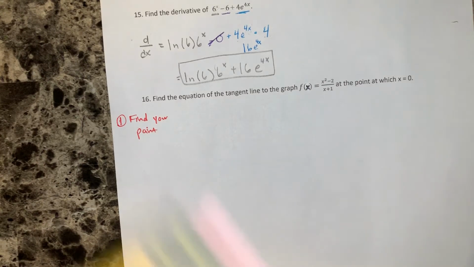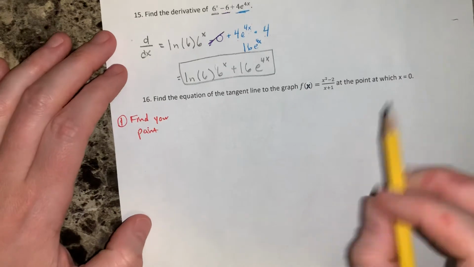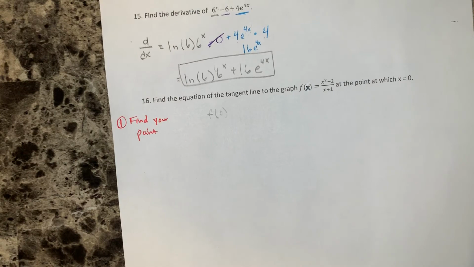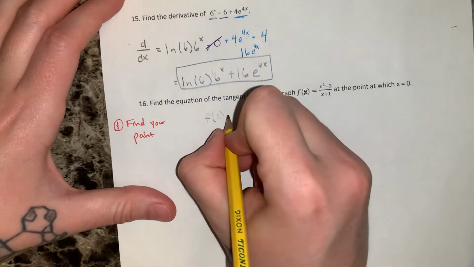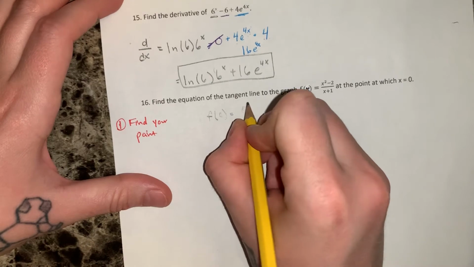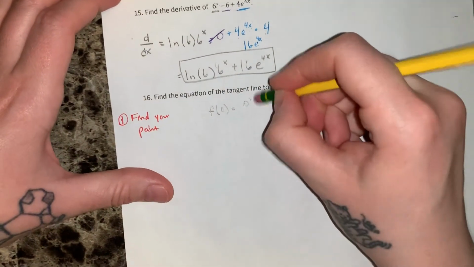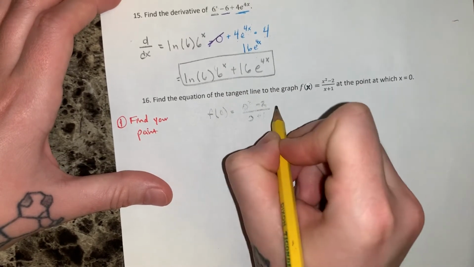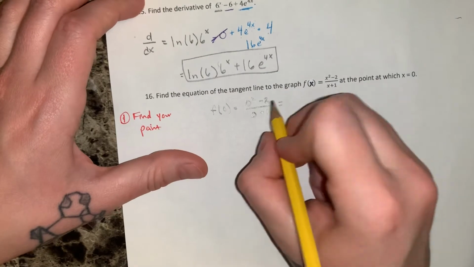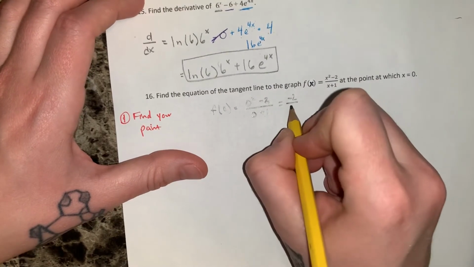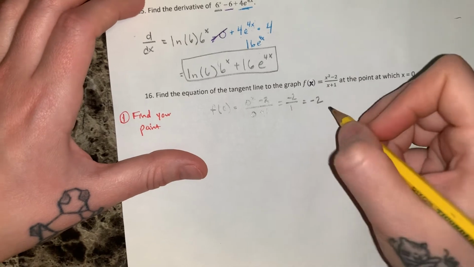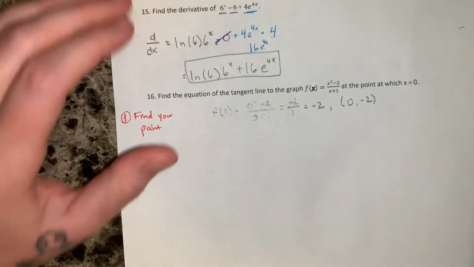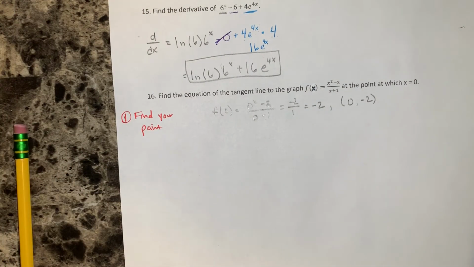So the point that we're going to focus on has an x of 0. In order to find the actual point, we need to sub it into the actual function and see what the y value is so we have a coordinate. So we'll have 0 squared minus 2, divided by 0 plus 1. I know 0 squared is just 0, so we're going to have negative 2. 0 plus 1 is just 1. And so negative 2 ends up being that y value. So the point of interest here is (0, negative 2). That's step 1, finding your point.